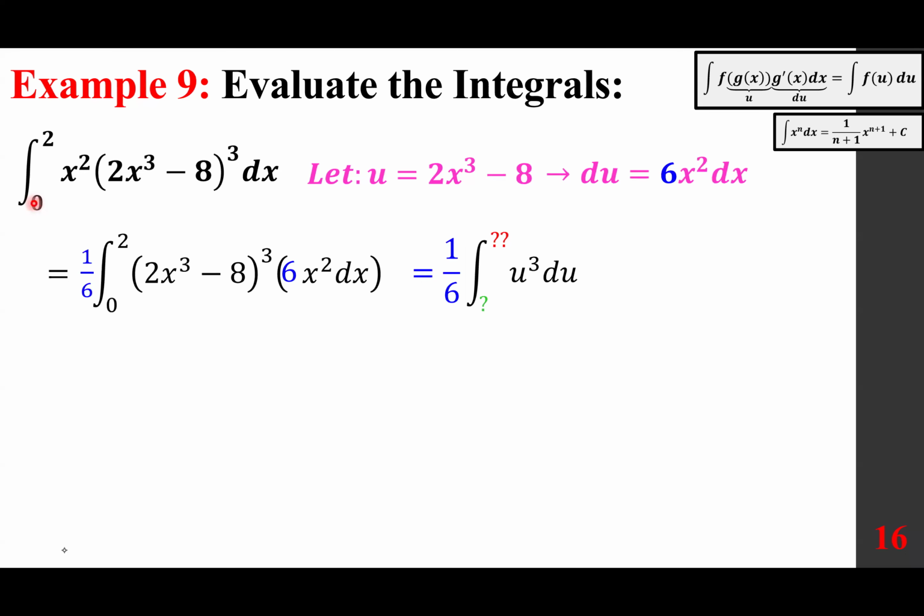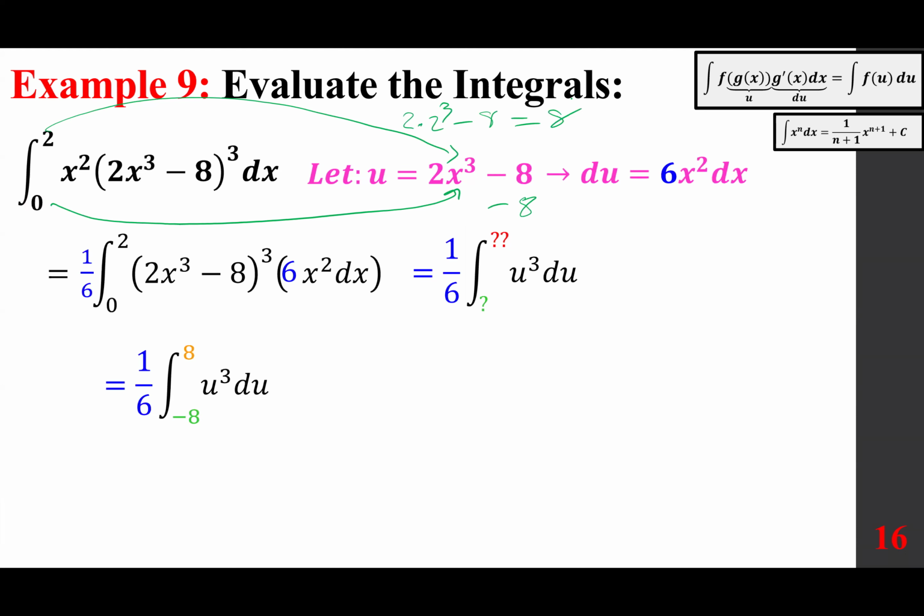So if I plug in 0, it becomes 2 times 0 cubed minus 8. The lower limit is minus 8. If I plug in 2, I get 2 times 2 cubed minus 8. 2 cubed is 8, times 2 is 16. 16 minus 8 is 8. So from negative 8 to positive 8, those are the new limits.